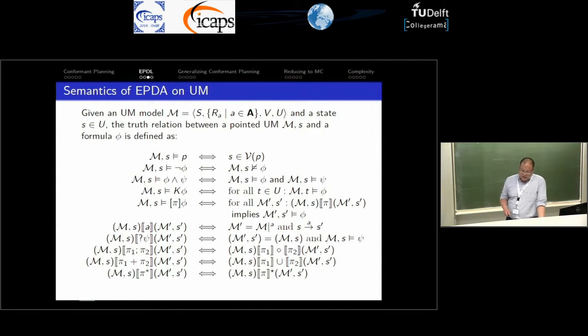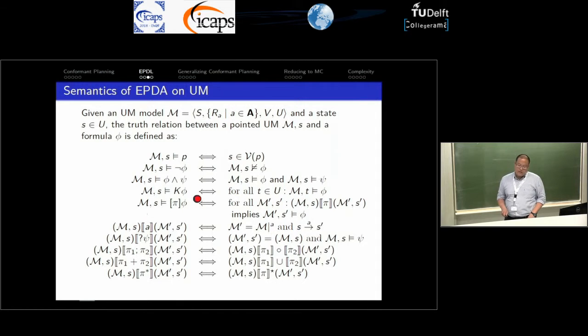And so for the semantics of this logic, the Boolean case is trivial. The epistemic formula is also given in the standard epistemic way. So K phi is true on the state S, which means for each state T that we cannot distinguish from S, phi is true on the state T.